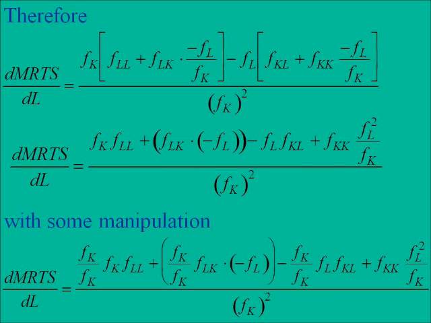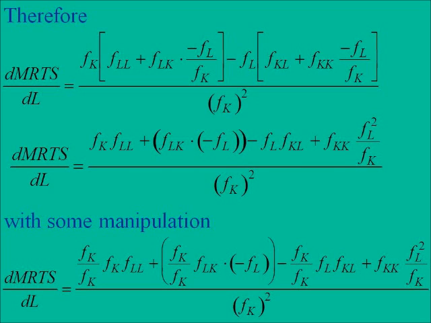So in the first part of the numerator, I get f of k, f of ll, plus f of kl times negative f of l, because the f of k's cancel. And then in the second part of the numerator, I get f of l, f of kl, plus f of kk, f of l squared, that's f of l times f of l, over f of k. And of course in the denominator, which I forgot to mention earlier, I get f of k squared. With some manipulation, I get the following.